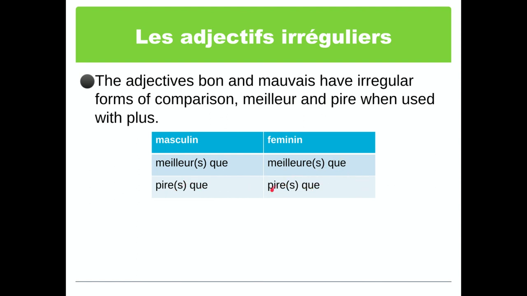Pire has the same form for both masculine and feminine. Meilleur, this is the masculine, pas de e, no e. Féminin, il y a un e. With the feminine, there's an e. So all you have to do is add an e.